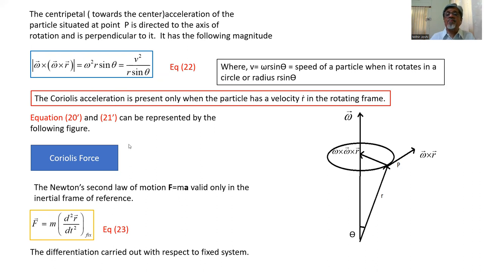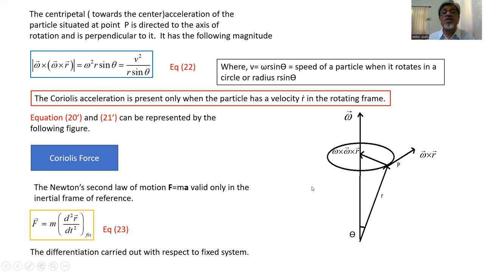The whole thing can be represented in this figure. In this figure, omega represents the angular velocity. Omega cross (omega cross r) is towards the centripetal acceleration, and this is represented by omega cross (omega cross r). So omega, omega cross r, and omega cross (omega cross r), all three are mutually perpendicular to each other. And r shows the position vector of the point P, and theta is the angle.